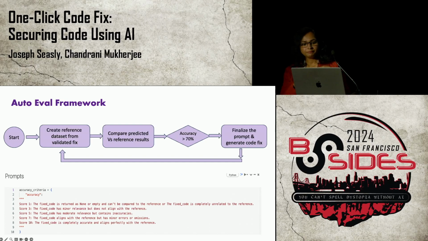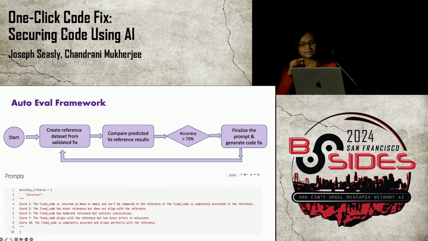And then we would take that same vulnerable code and run it through the LLM and ask it to generate a fix, right? And then we would compare how close that fix is with respect to the reference fix. And this is where the LangChain accuracy calculator comes into the picture.